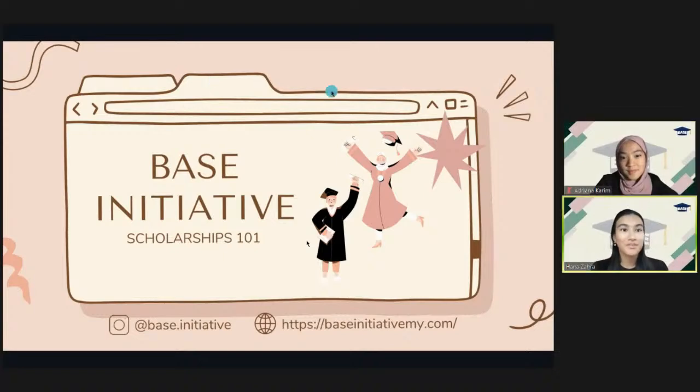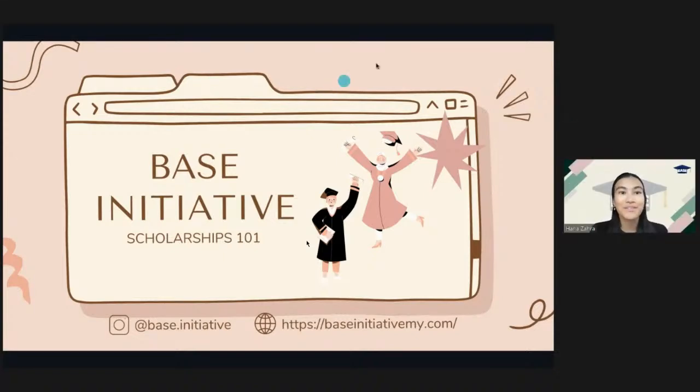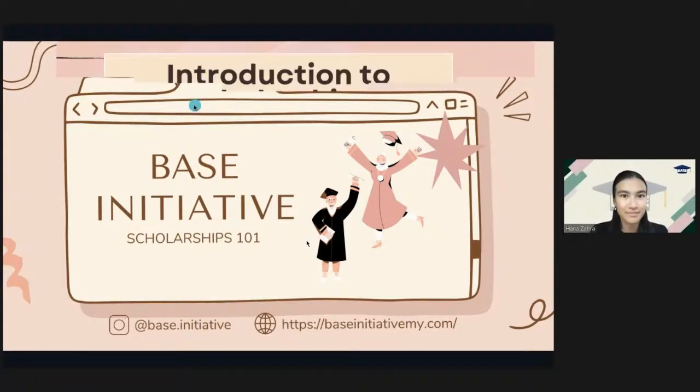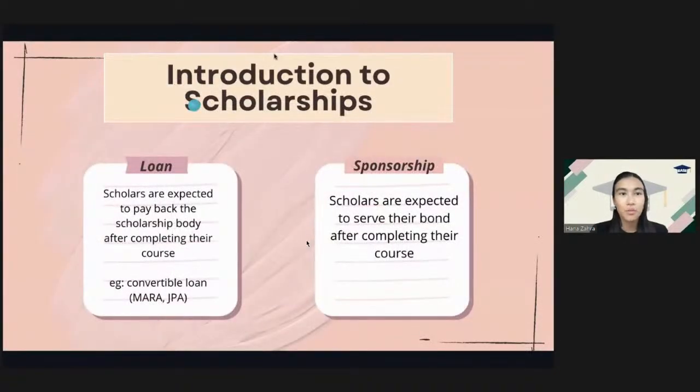All right, so without further ado, we will begin with the first part of today's workshop, and that is Introduction to Scholarships. So what exactly is a scholarship? A scholarship is a financial grant given by a sponsoring body to sponsor those for their education. Now, there's two different types of scholarships that you guys have to know, and the first one is a loan, and the second is a sponsorship. So what exactly is the difference?